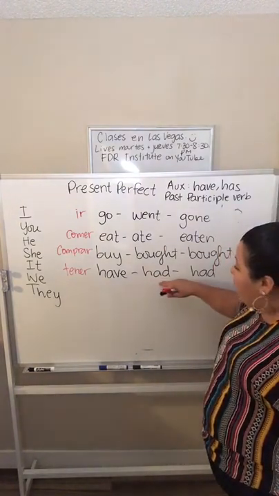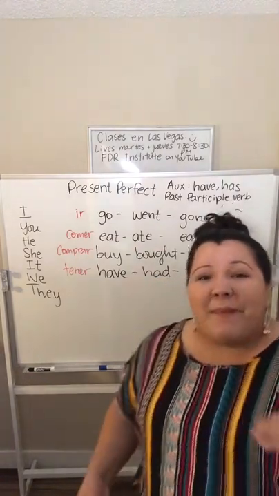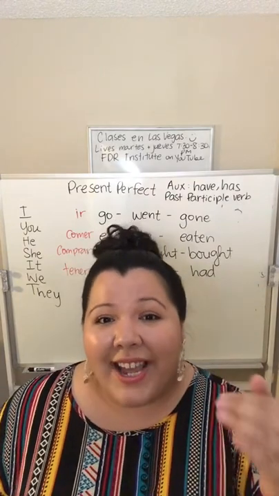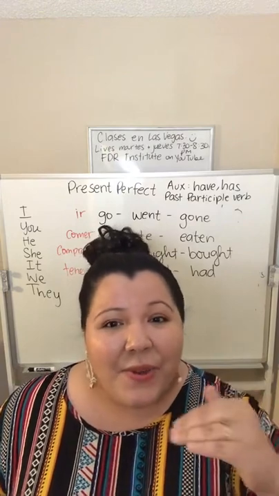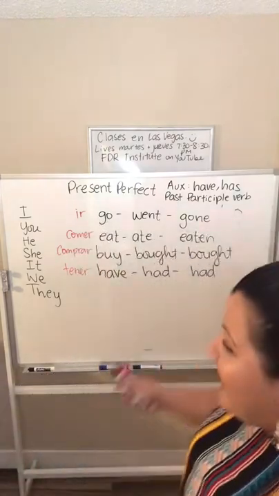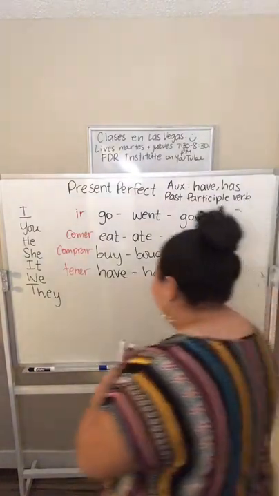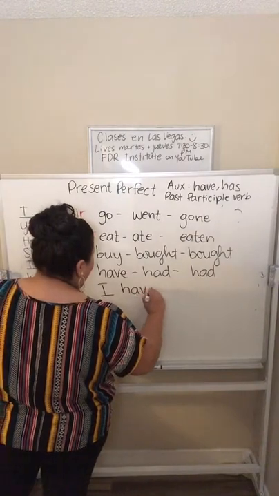Si quiero decir tuve o tenía, diría had. So, I had. For example, I can say, I had a PlayStation. I had a dog. I had a GameCube. I had a Nintendo. Had. Tuve o tenía. Pero he tenido, I have had.